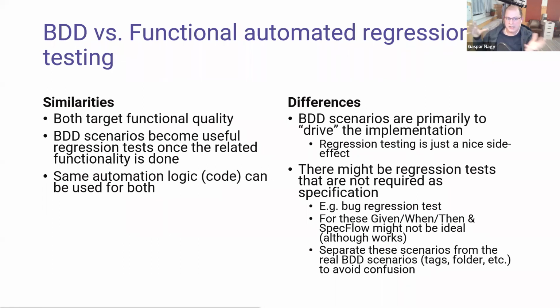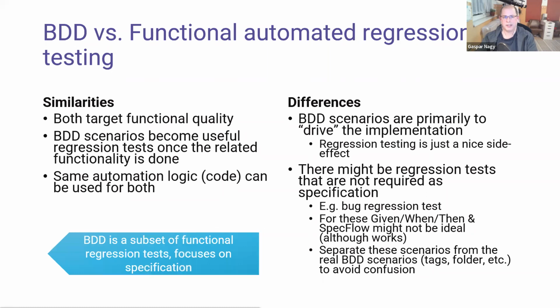But definitely highlight in the feature file, maybe put them into a separate feature file, or at least use a separate tag for that, so whoever is reading your feature file should be clear what are those scenarios that have to be read to be able to understand what this feature is about, and what are those scenarios that can be read if you want to know what kind of test cases we have additionally wanted to provide for that. So they are subset of each other, and yeah. So BDD is a subset of functional regression tests, and those subset which is focusing on the specification, focusing on the understandability.